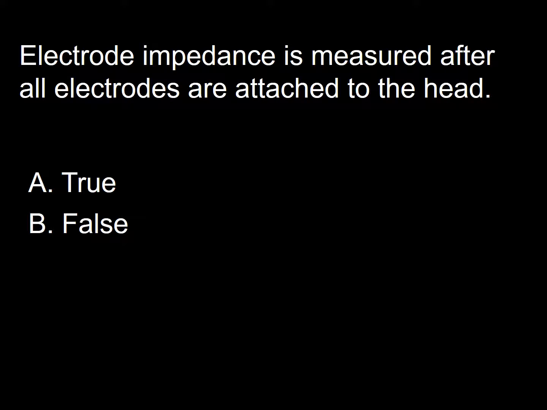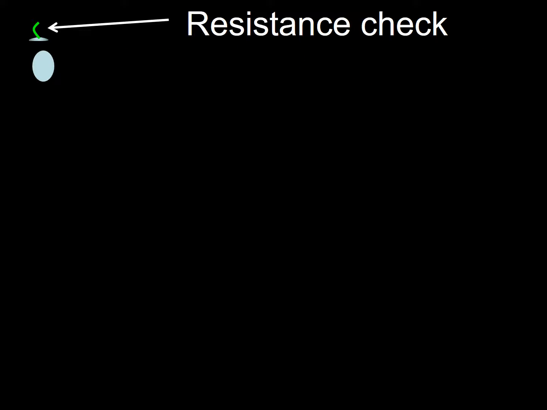Next question. For EEG, electrode impedance is measured after all electrodes are attached to the head. A true, B false. Electrode resistance is measured with the electrode not connected to the head. Electrode resistance measures electrode integrity. It is measured using direct current. And as I just mentioned, it is measured before the electrode is attached to the patient in order to see whether the electrode is or is not broken. Measurement of resistance is seldom done.